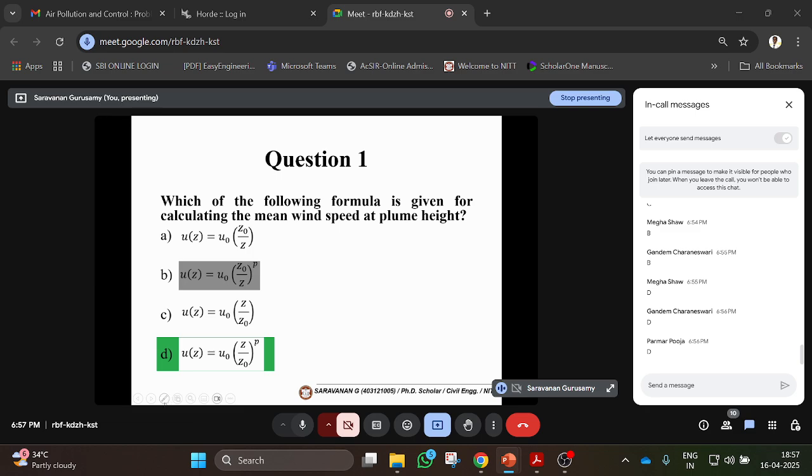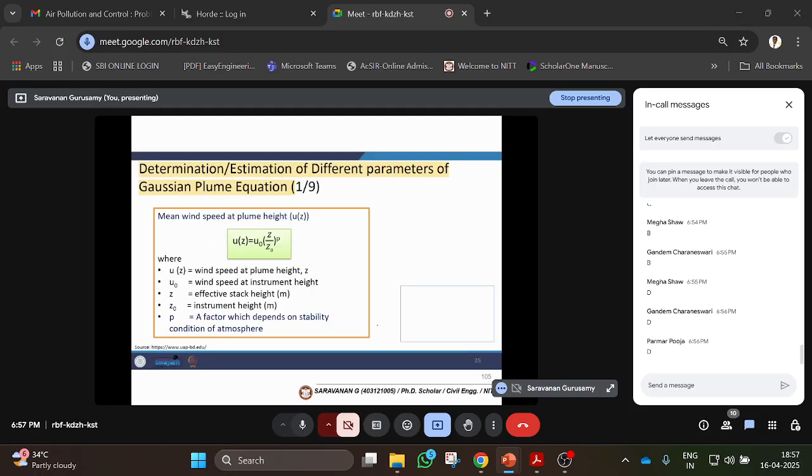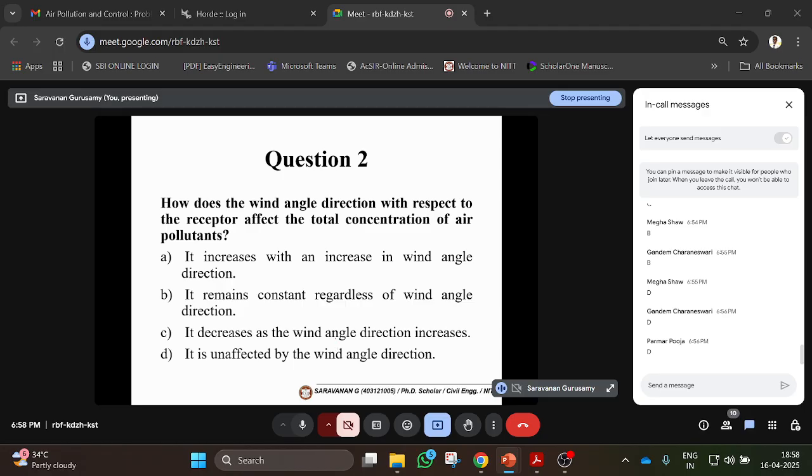U of Z is equal to U naught into Z by Z naught power P. Right, that is D. So correct, Z by Z naught power P. P is your stability condition factor. You can find P, which usually will be 0.7, 0.8, based on the stability condition. Whether it is stable, unstable, or inversion, like that you can find the P. A, B, C, D are the stability conditions.